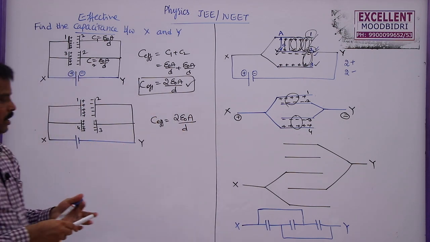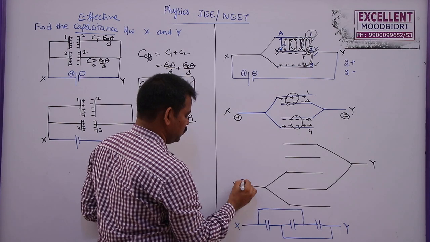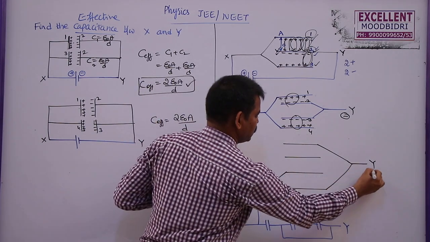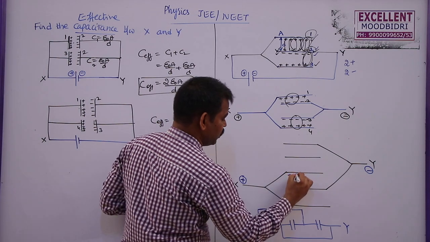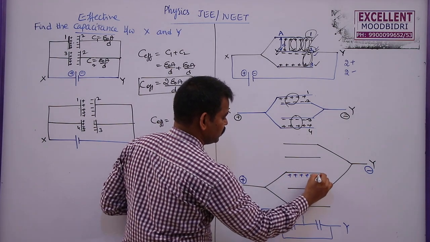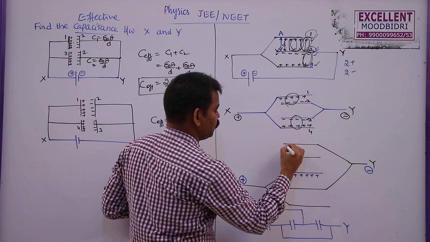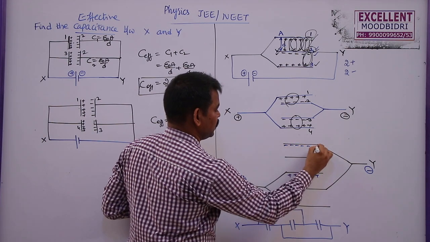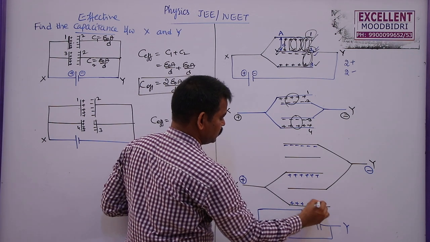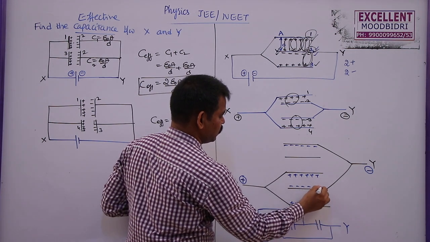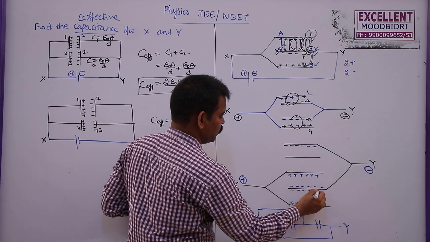Now see the third diagram. Here this is a positive terminal. Let me take this as a negative terminal. So the positive terminal will give positive charge. Plates 1, 2, 3, 4, 5, 6. Negative plate 1, 2, 3, 4, 5, 6. This is positive, 1, 2, 3, 4, 5, 6.